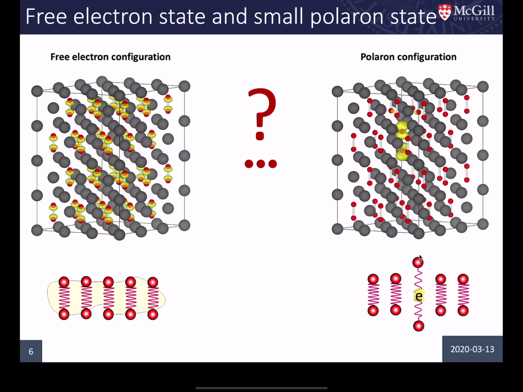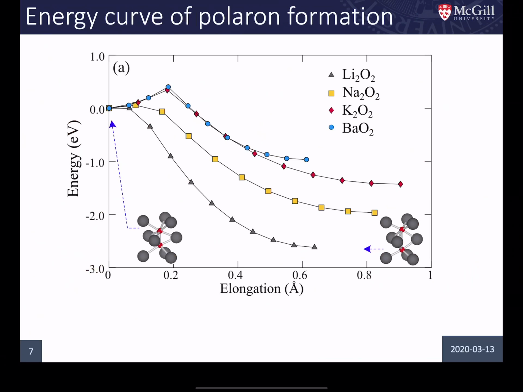We are calculating the images between the free electron configuration and Polaron configuration, and we want to see the evolution between these two states. This is the energy curves during Polaron formation for the four metal peroxides. The barriers are quite different.